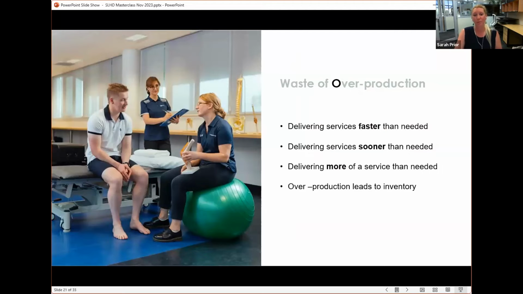Overproduction refers to the delivery of services faster than needed or sooner than needed, or delivering more of a service than needed. So for example, unnecessary diagnostic procedures, making a meal that a patient doesn't eat, performing chest x-rays every day on every patient in an ICU, or keeping a urinary catheter in for too long. So they're all examples of overproduction.